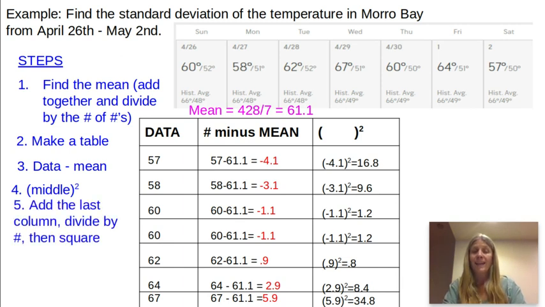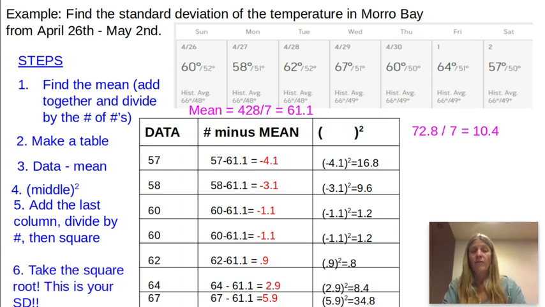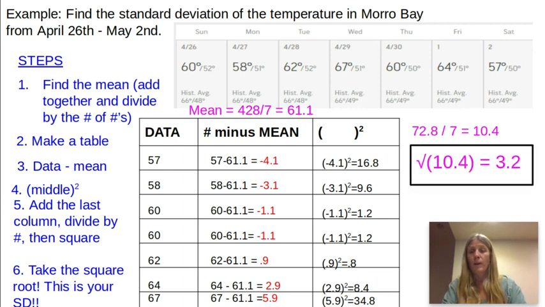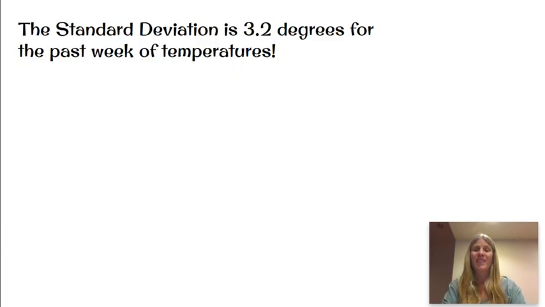We're now going to add all of those last column values together and then divide by 7. So here we have 72.8 divided by 7, which is 10.4. We're going to finish up by taking the square root of this number. The square root of 10.4 is 3.2. This is your standard deviation. All of that work, given all of your data points, tells us our standard deviation is 3.2 degrees.